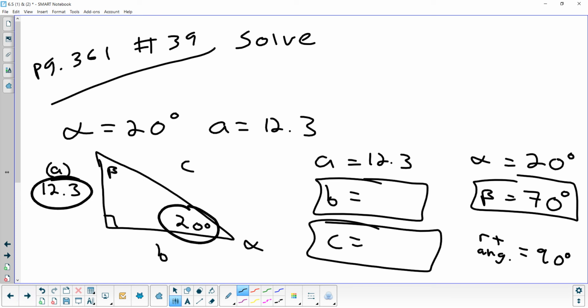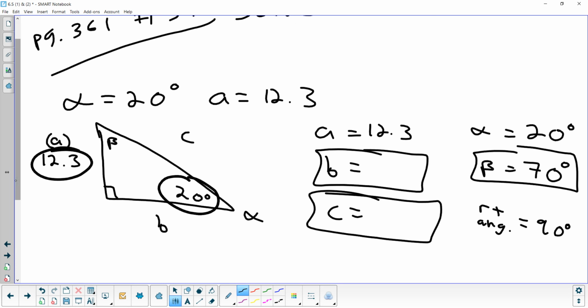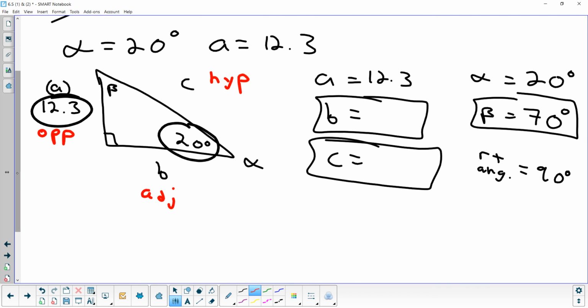Now, I want to solve for something where A ends up in the bottom. So, let's name that side. What's A? Yep, that's opposite. And let's see, we don't know B or C. What's B? Yeah? Adjacent. And what's C? Hypotenuse. So I just want to solve for something where B or C ends up in the bottom. Well, that's pretty simple. Let's solve for C. What trig function would I use to solve for C?